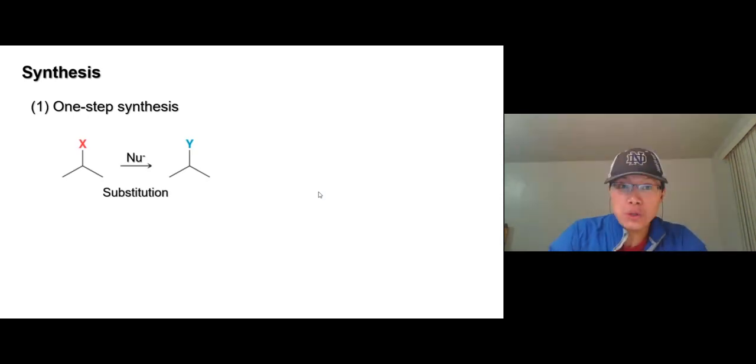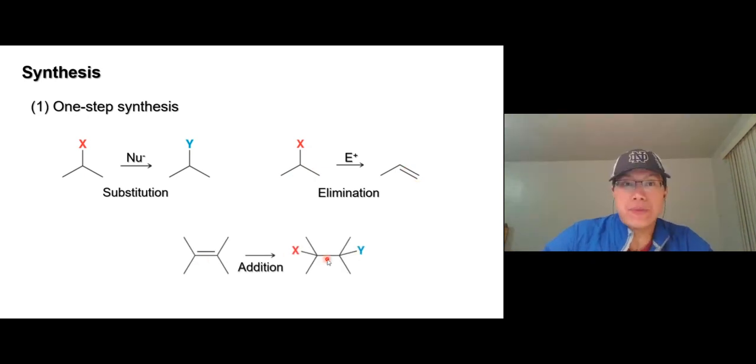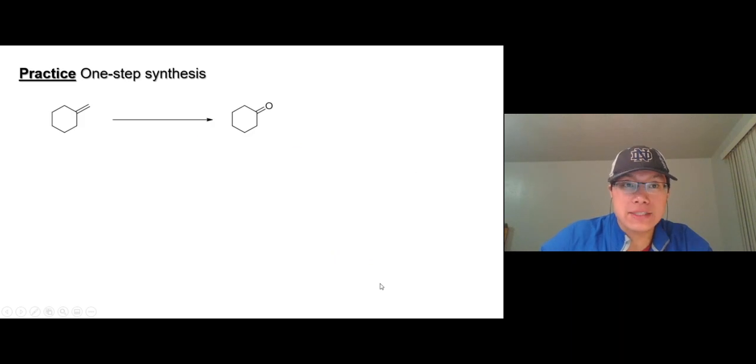The reactions that you're gonna use: we have substitution, so nucleophilic attack right there. We're gonna do elimination from the alkyl halide to a double bond, to an alkene, and we also have addition. That's just one step there. All right, let's take a look right here. So one step synthesis. What's going on in here?